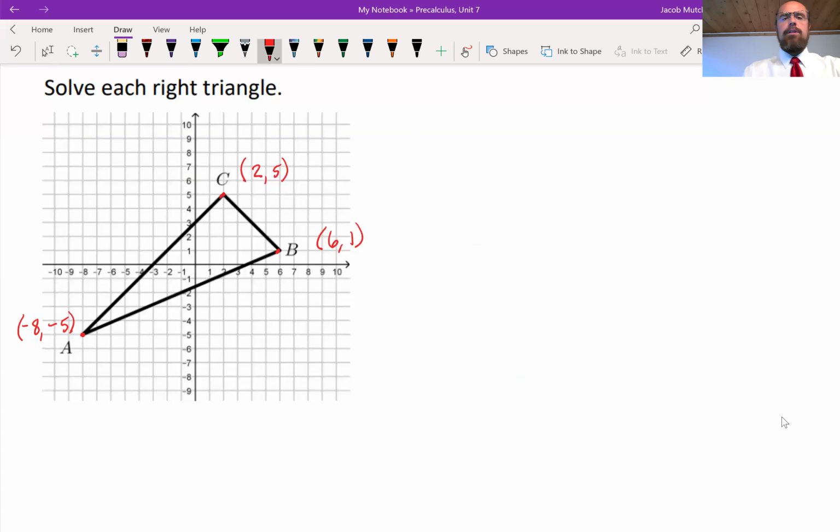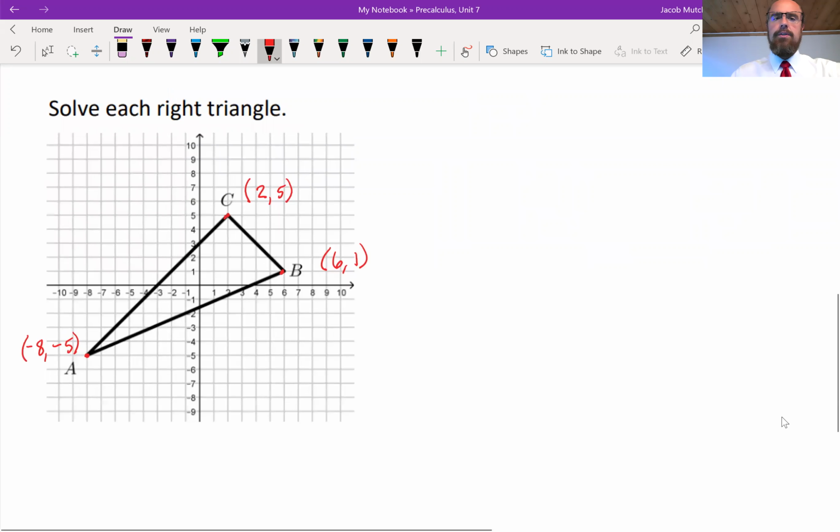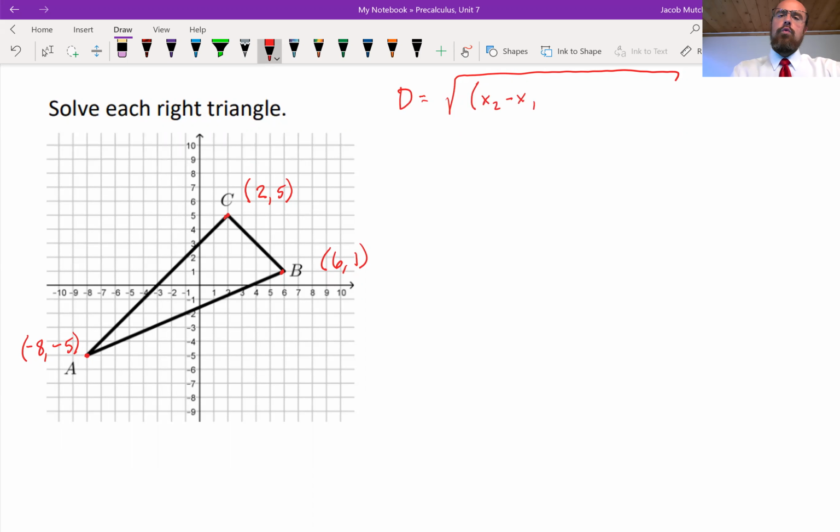Now, I've got to use these vertices to find the lengths of those sides. Because none of them are vertical or horizontal, I can't count. So I have to use the distance formula. So let's remember the distance formula. We use it first to find the hypotenuse, side AB here. So I'm going to set it up. Remember, the distance formula is related to the Pythagorean theorem. It's the square root of the difference of my x's, x2 minus x1 squared, plus the difference of my y values, y2 minus y1 squared.